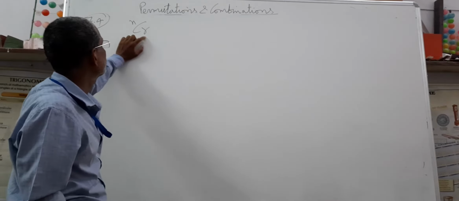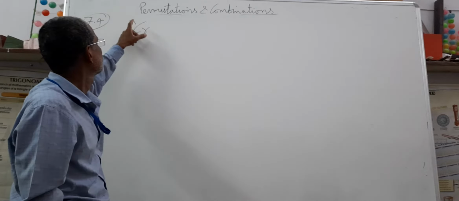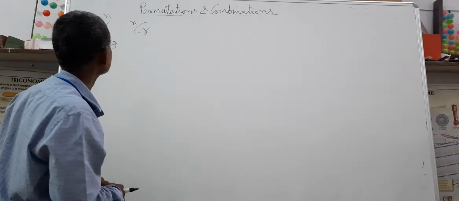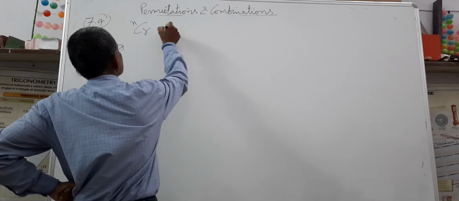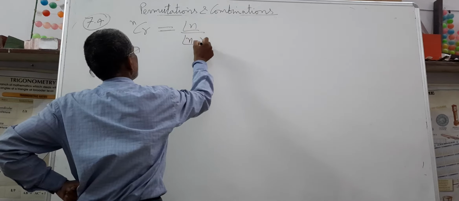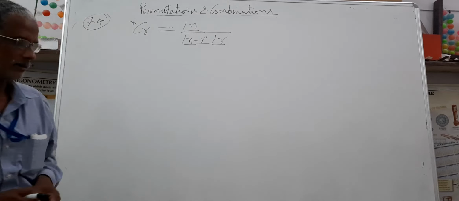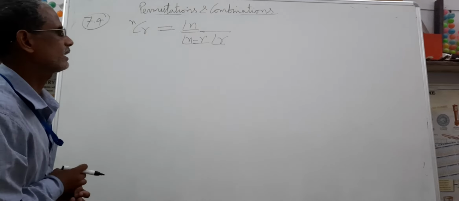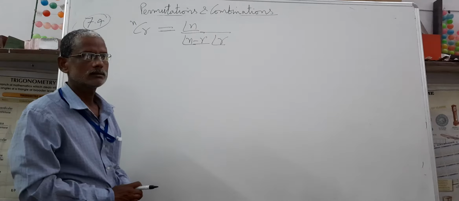Combination of R things from N things, that is selection of R things from N things, will be equal to factorial n upon factorial n minus r factorial r. First of all, understand the difference between selection and arrangement, that is combination and permutation.